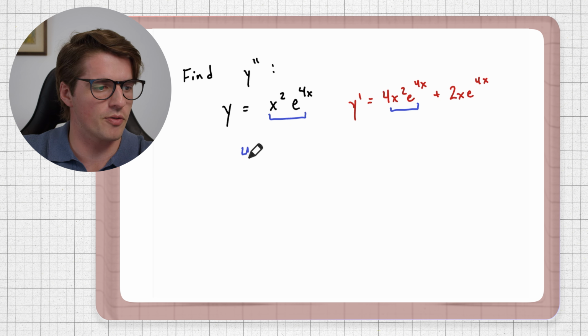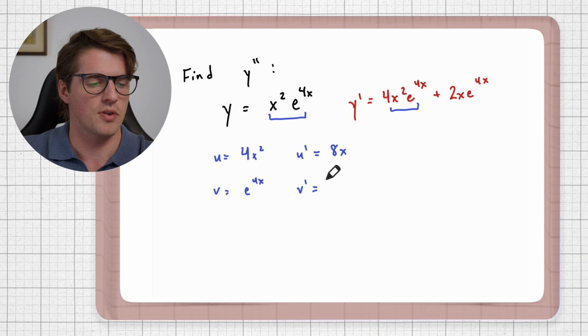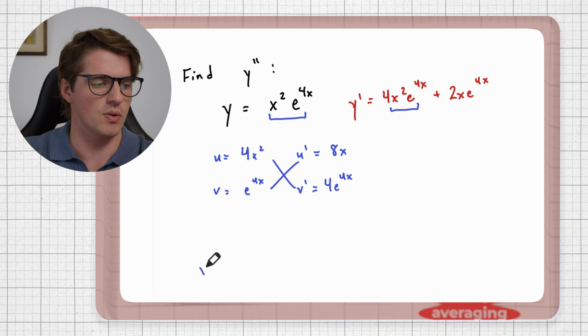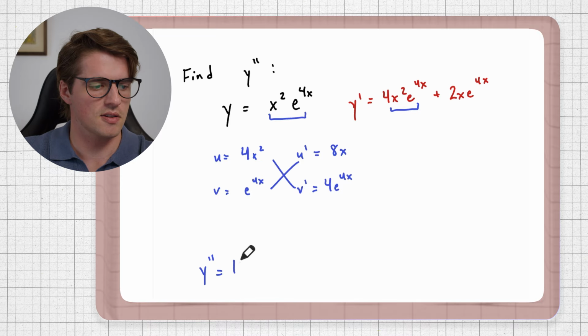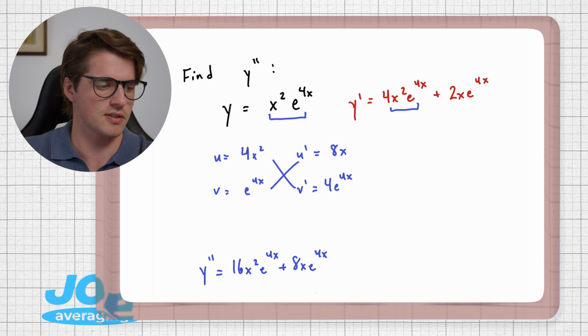So we could say u is equal to 4x squared, v is equal to e to the 4x, u prime, 8x, v prime, 4e to the 4x. So this would be the first part, just for this derivative. So y double prime, we have 16x squared e to the 4x plus 8x e to the 4x.